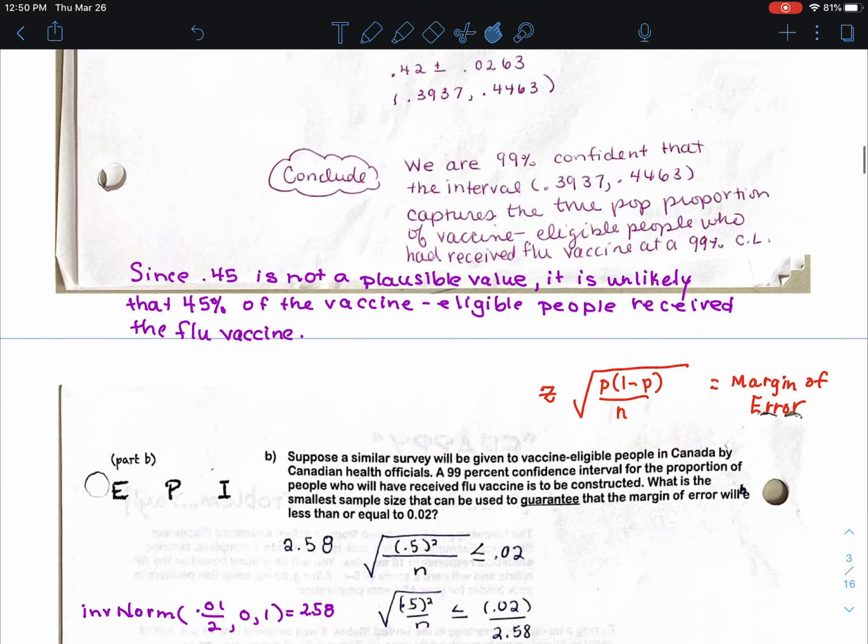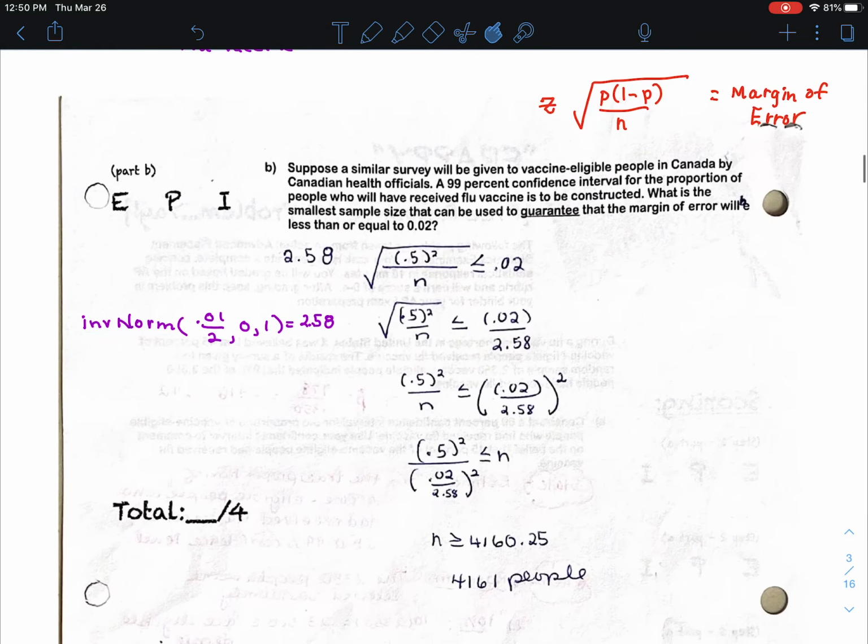Okay, and then this last part, part B, this is where we're saying, well, let's say that Canada tried something similar. They're doing a 99% confidence interval for the proportion of people who received the flu vaccine. They constructed that, but they want to know what is the smallest sample size that they could use to guarantee that their margin of error would be less than or equal to 2%.